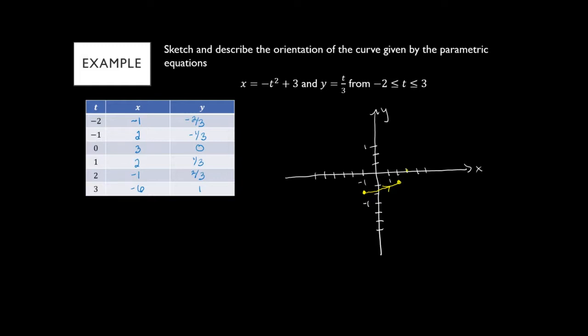Then I'm at 3, 0. So I'm going to connect those. Then 2 and 1/3. So you draw an arrow, and you can see the direction that this curve heads as you graph it over time. You can see that it starts in one area and then it starts curving. Then we had -1 2/3. And then 2, 3, 4, -6 1.